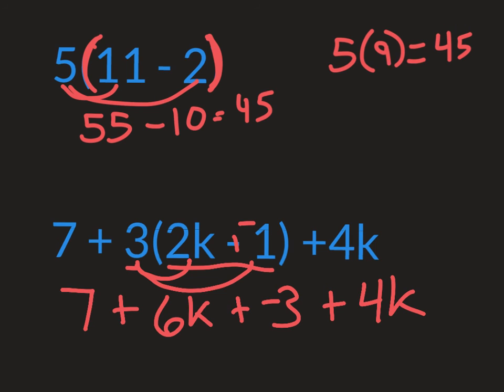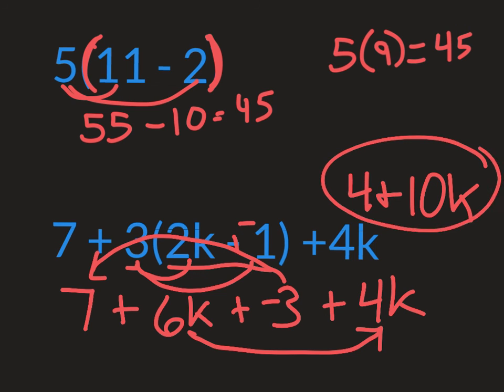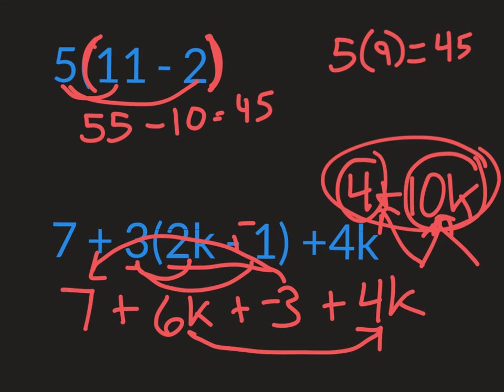So now I can use the commutative property to get these Ks together. 6K and 4K would match up and become a 10K. And I can also move these constant terms, which match up. They would add together and become a 4. And now what I've done is I've simplified it. So look at that big blue problem compared to what I simplified it to, down to 4 plus 10K. Now I have two terms, right? A constant term of 4, a variable term of 10K where the coefficient is 10 and the variable is K.